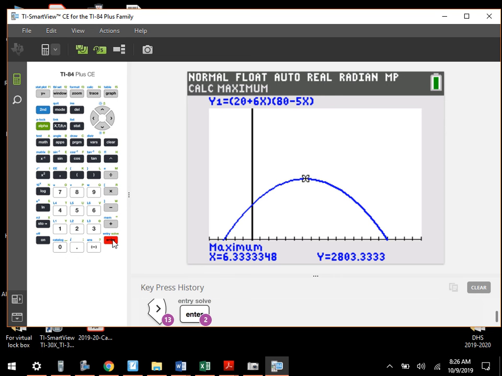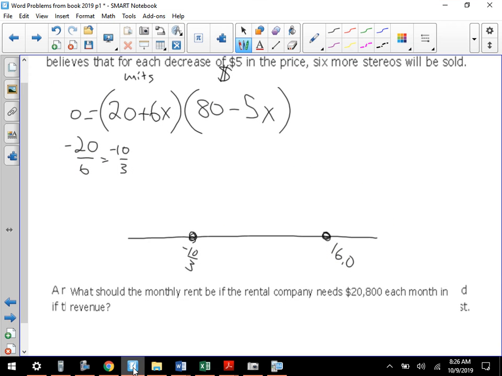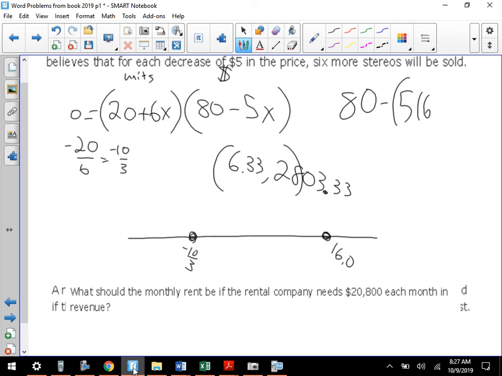So the number of times they would have to decrease to get the maximum is at 6 1/3, and the revenue was 2803 1/3. Now remember, this just represents the number of times it's getting discounted. How many times you take off $5? So your selling price would have been $80 subtract 5 times 6.33. That's what you would sell it at to get the most revenue.